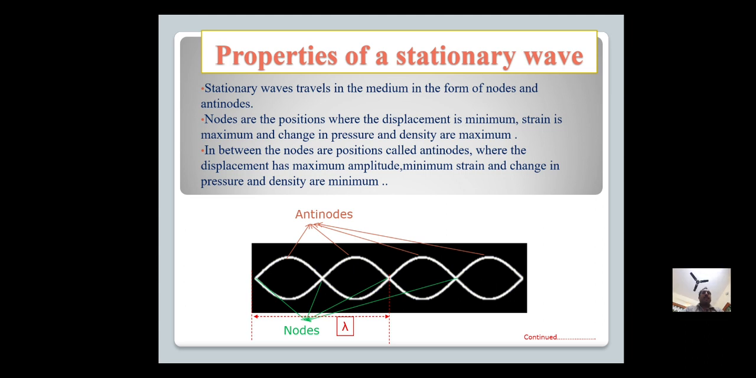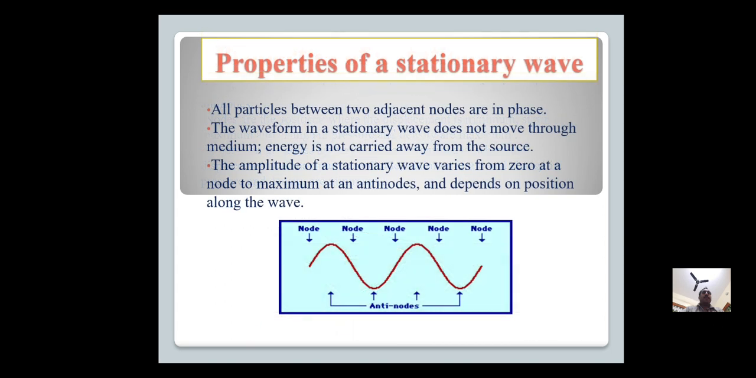So we see in the figure again that antinodes are the positions with maximum displacement, while the nodes are the positions with zero or minimum displacement, and the distance between two consecutive nodes is lambda by 2. So we see that all particles between two adjacent nodes are in the same phase.